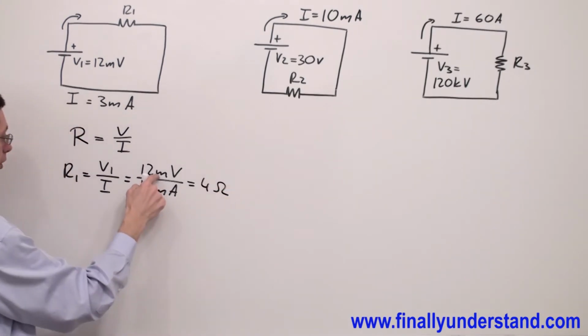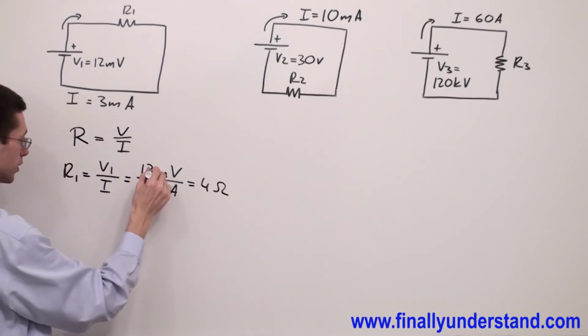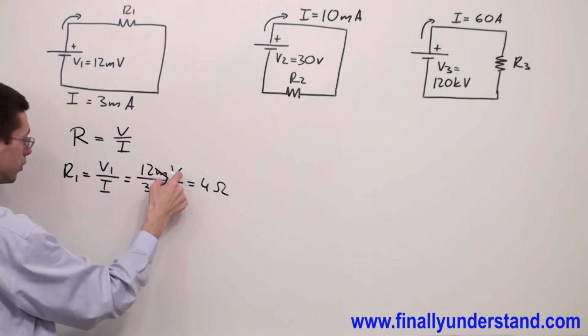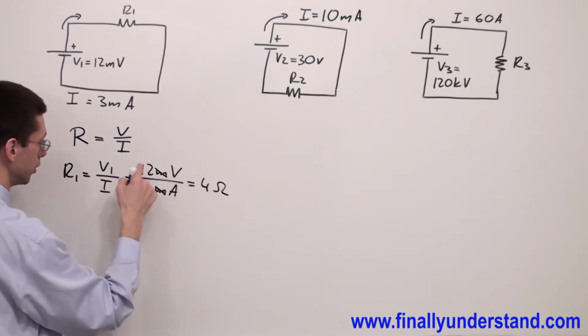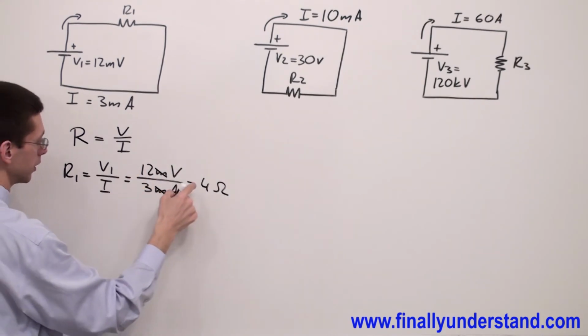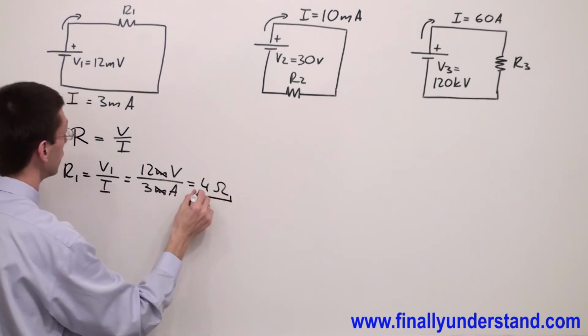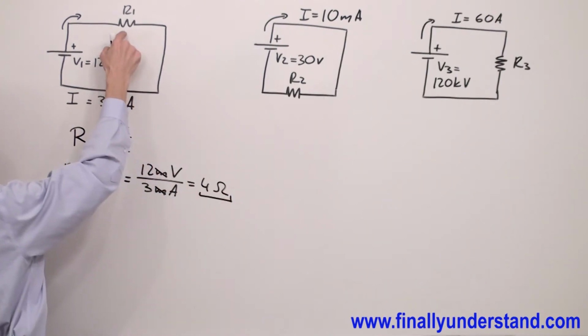Anytime we have the same prefix, we simply cancel it out. Volt divided by amp gives me ohms. 12 divided by 3 gives me 4. This is the value of my resistance in the circuit.